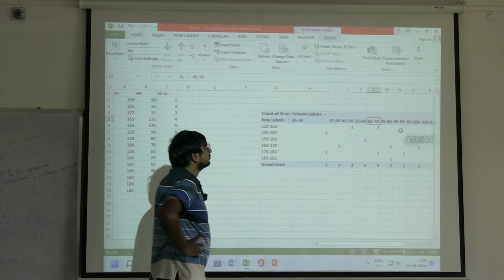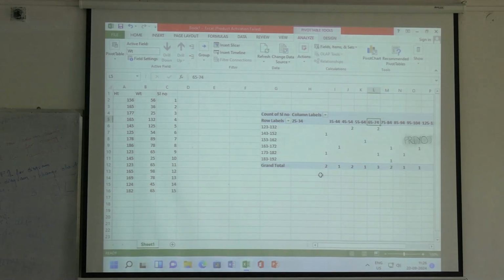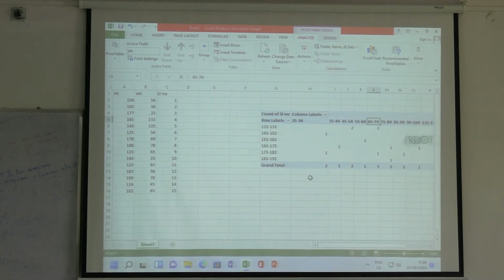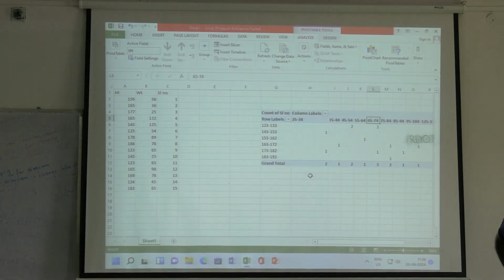So now you know. Diagram is very easy. Just type Alt plus F1. It's going to work, right? So bivariate distributions we know.